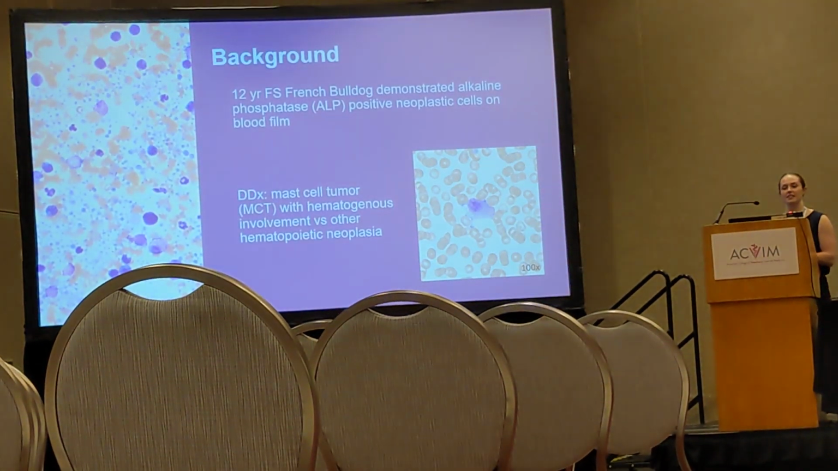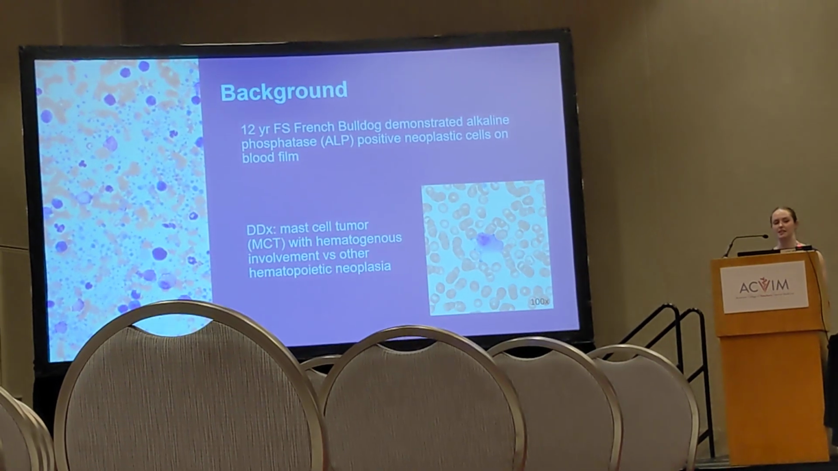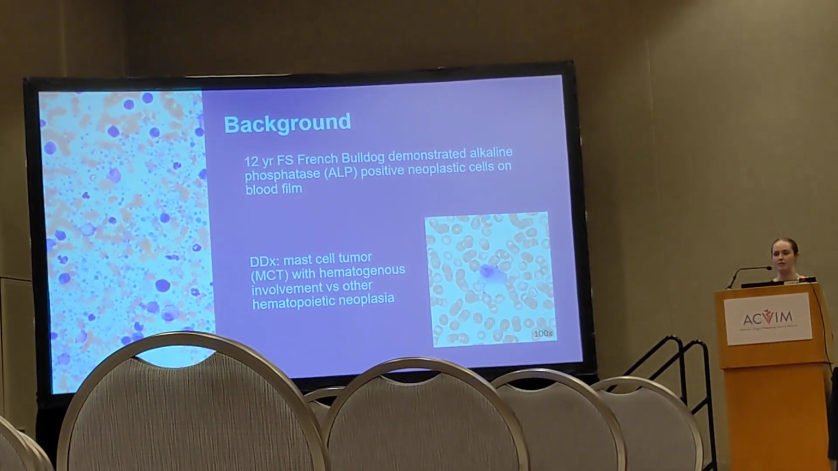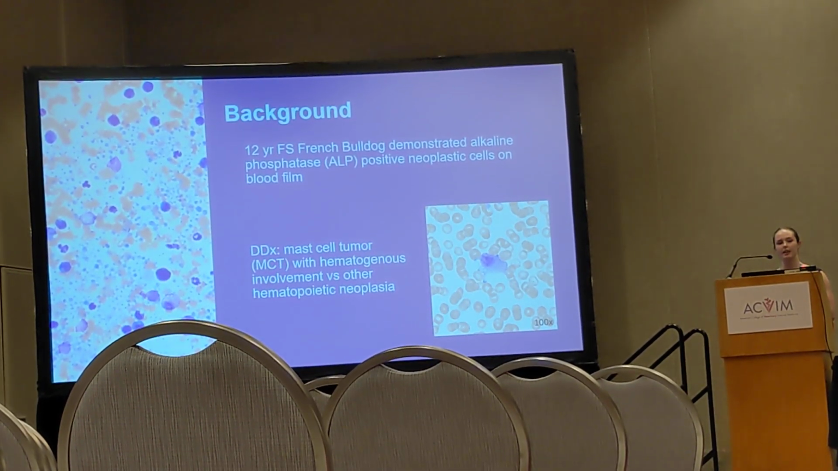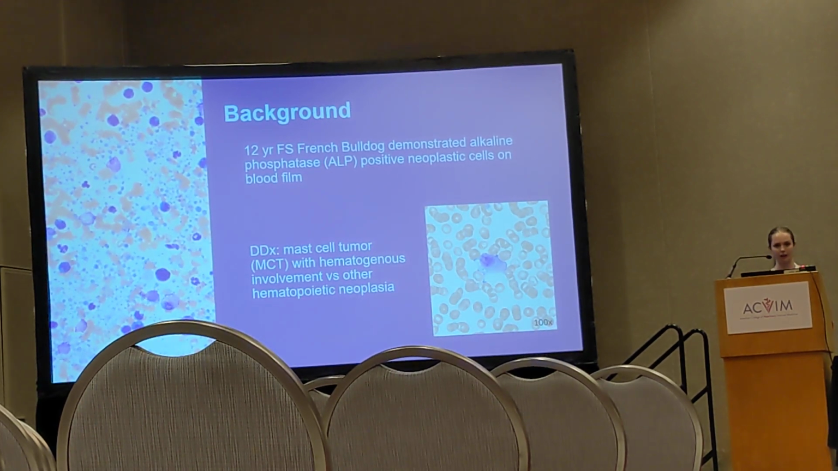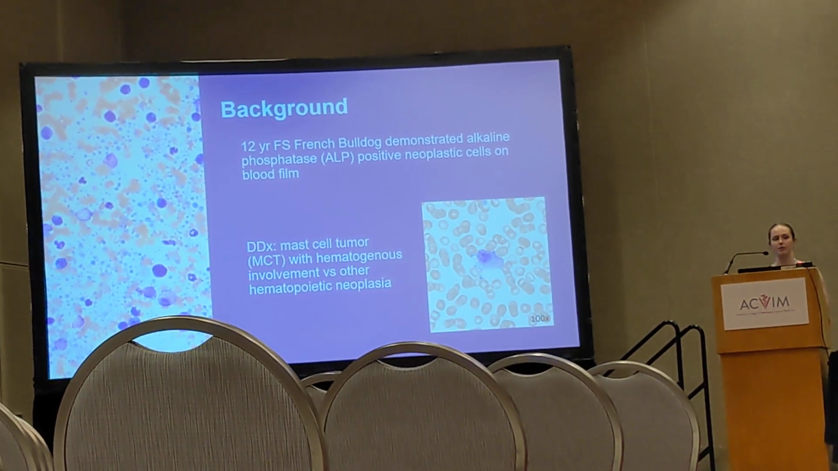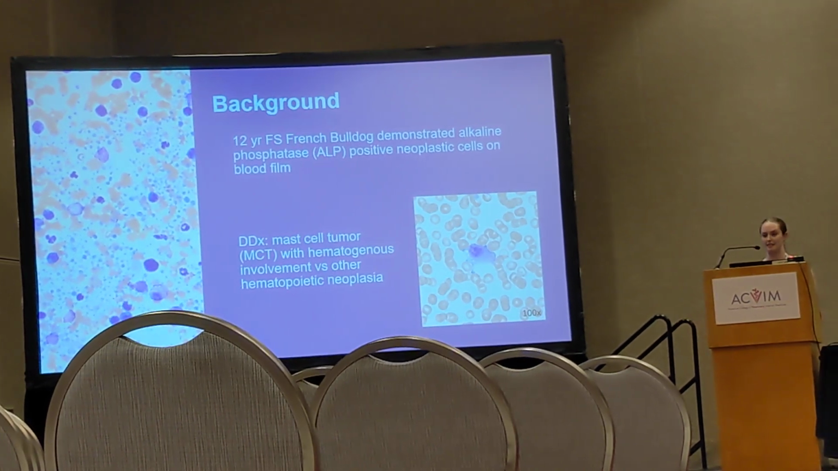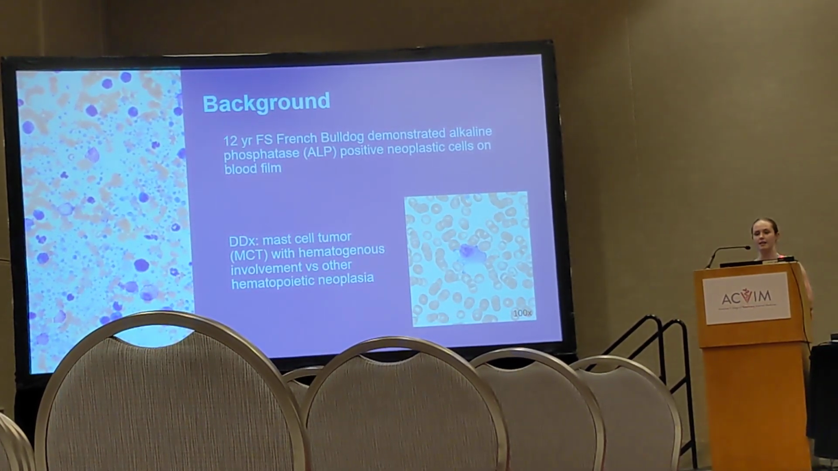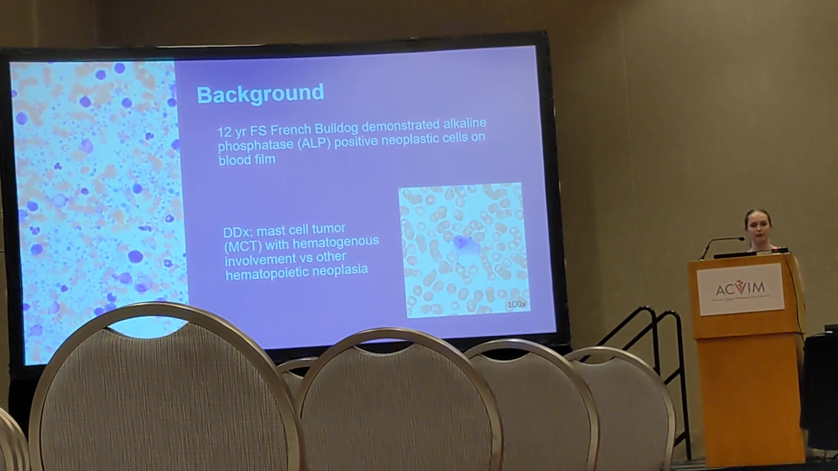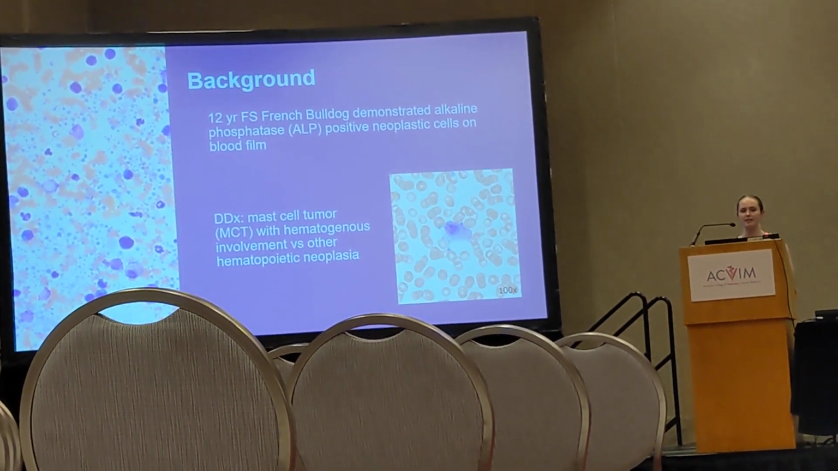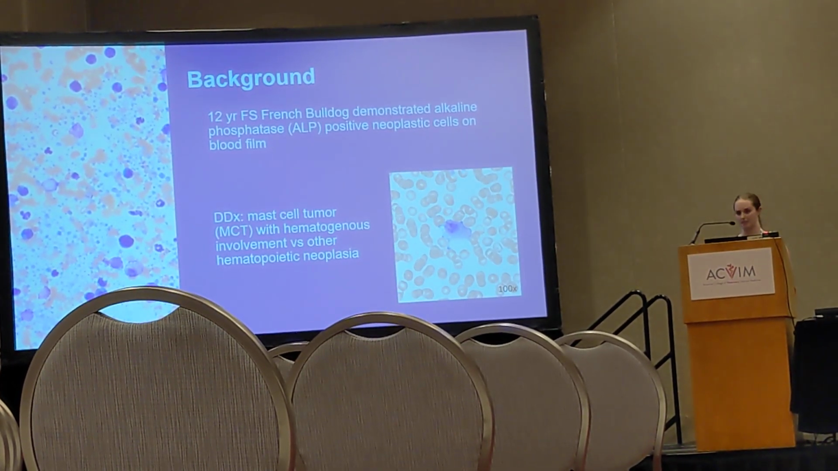So to get started off on today's topic, I want to talk about an external case that was presented to Colorado State University at the end of last year. It was a blood film from a 12-year-old female spayed French bulldog that had numerous atypical neoplastic cells. And when alkaline phosphatase, or ALP, was applied to these cells, it did show up as positive.